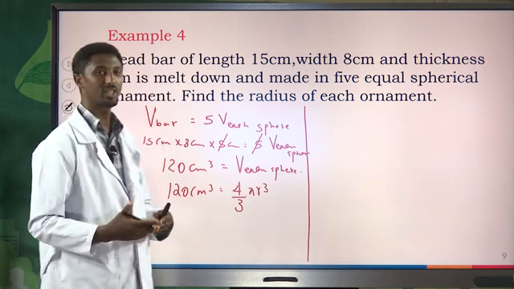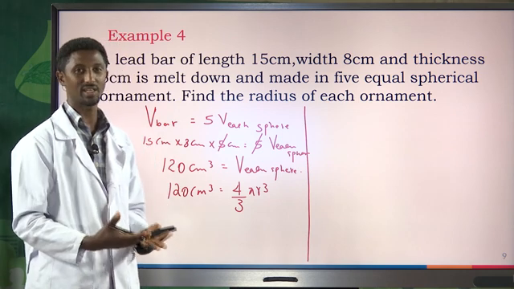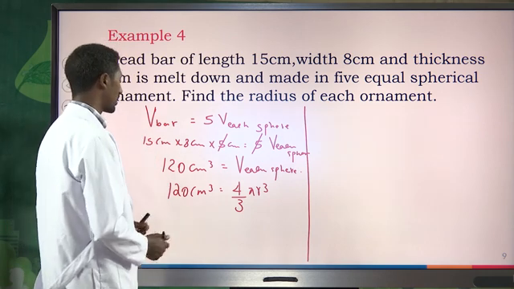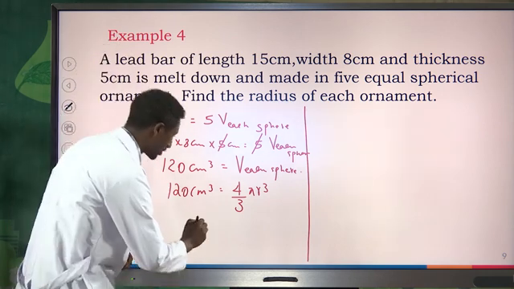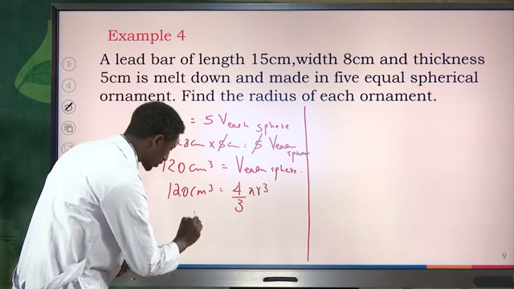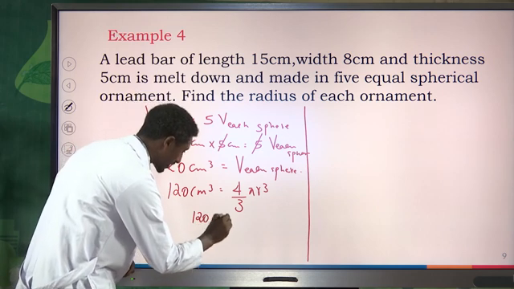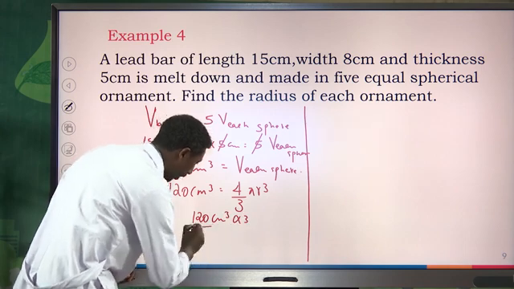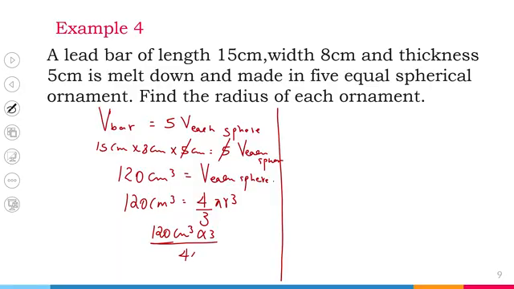So now we'll try to determine what is the radius. This is a very simple equation. So if we make it a crisscross, 120 centimeter cube times 3/4 pi equals r cube. If we simplify this by 4, this one is 30 times 3, 90. So r cube equals 90 centimeter cube over pi.